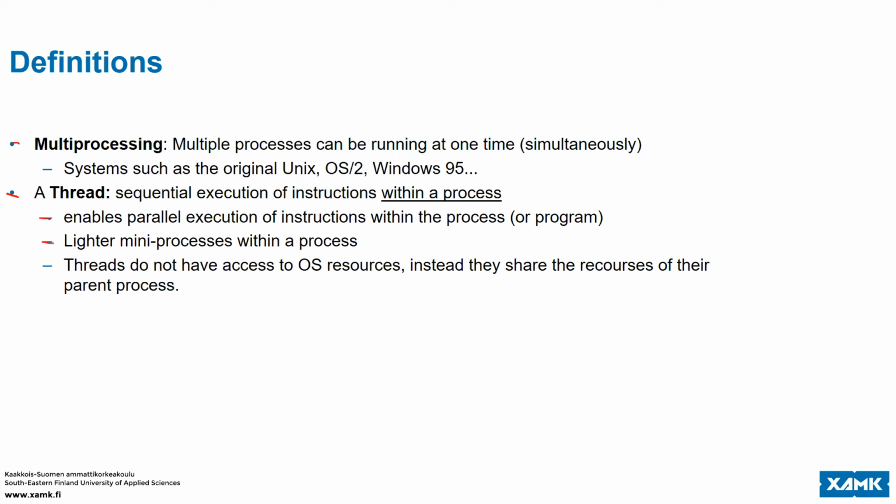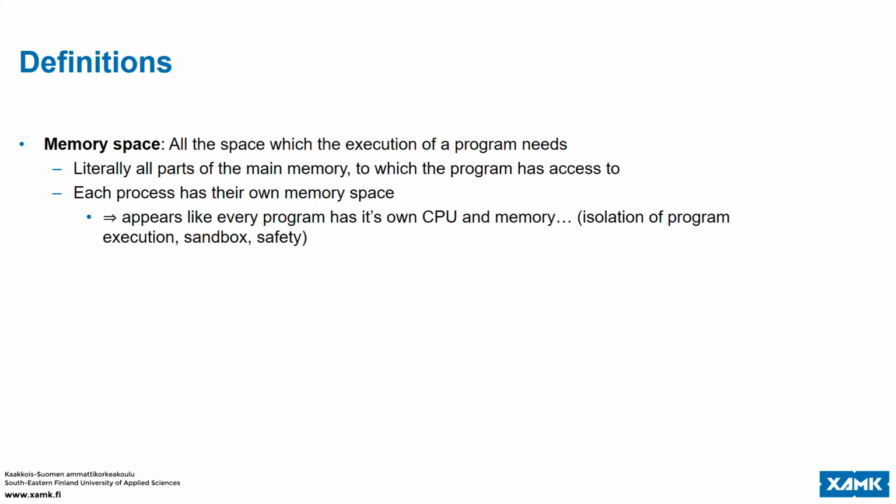They are sort of lighter mini processes within a process, and the difference between a process and a thread is that a thread has no access to the hardware resources that the operating system provides. Instead, they share resources allocated to their parent process. The last definition of a term, memory space, basically means all the space which the execution of a program needs. Literally, it means all the parts of the main memory to which the program has access.